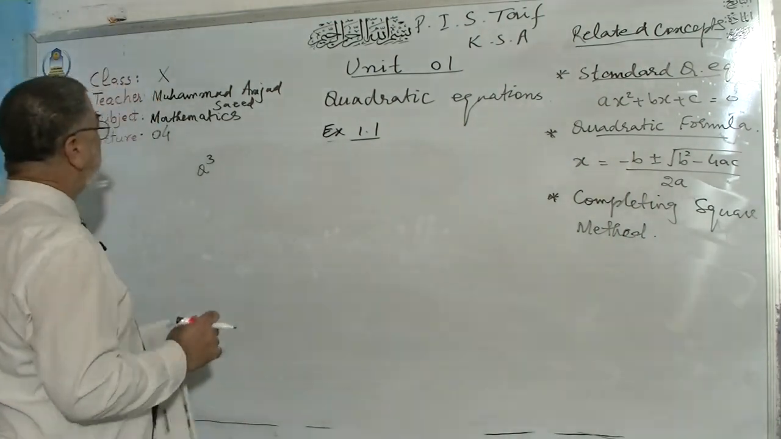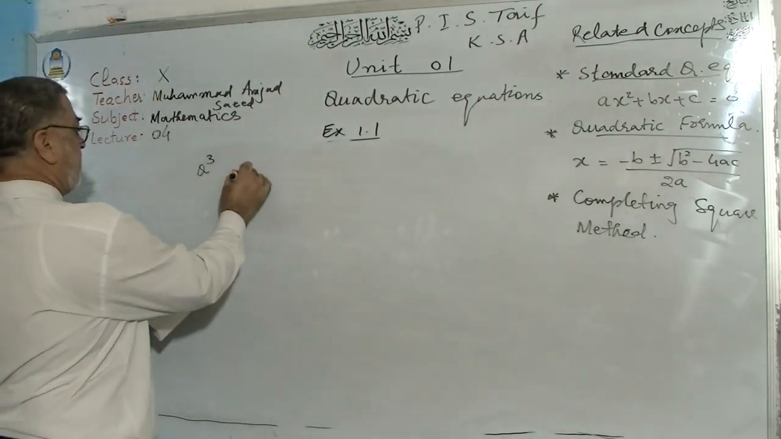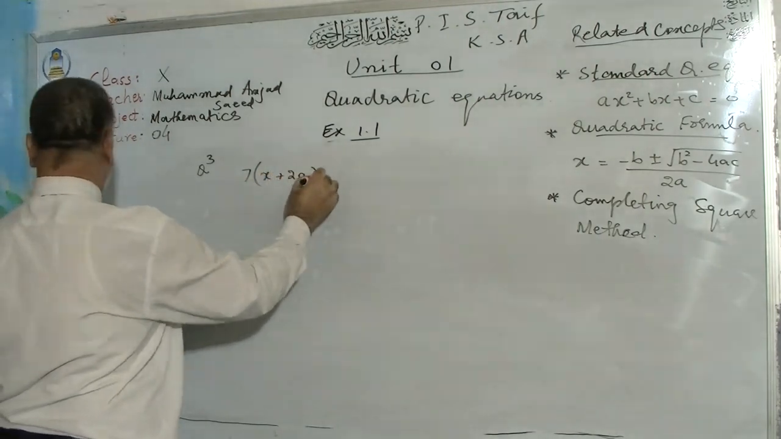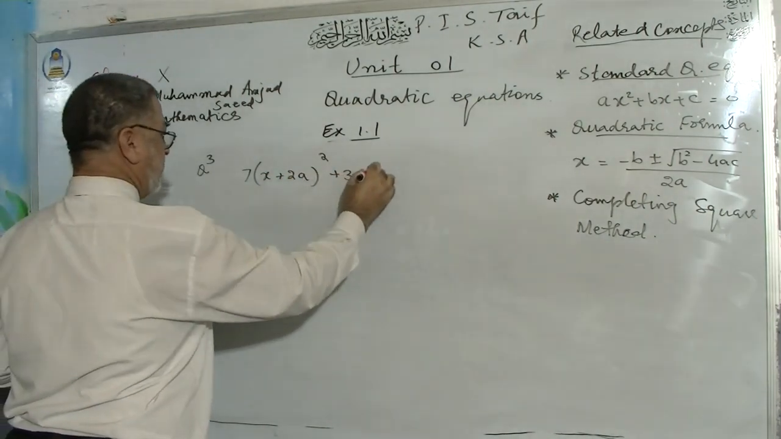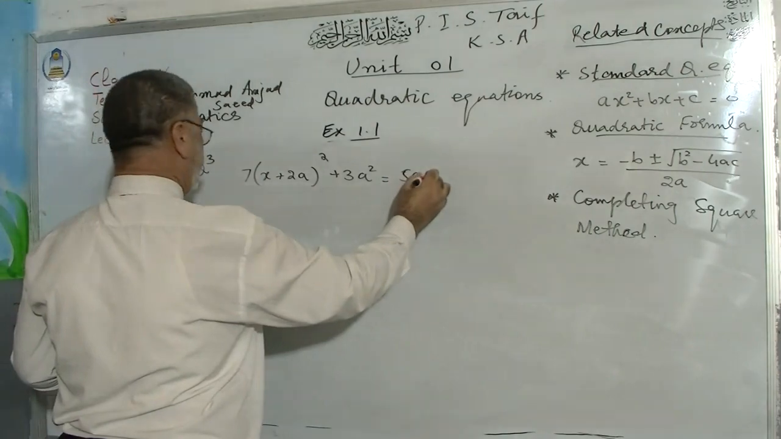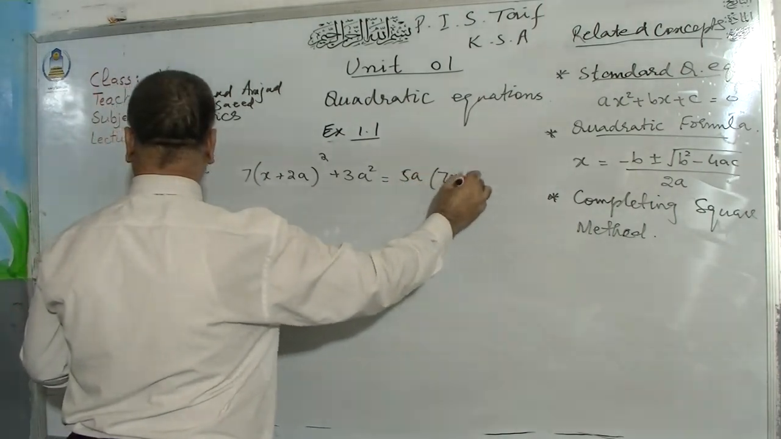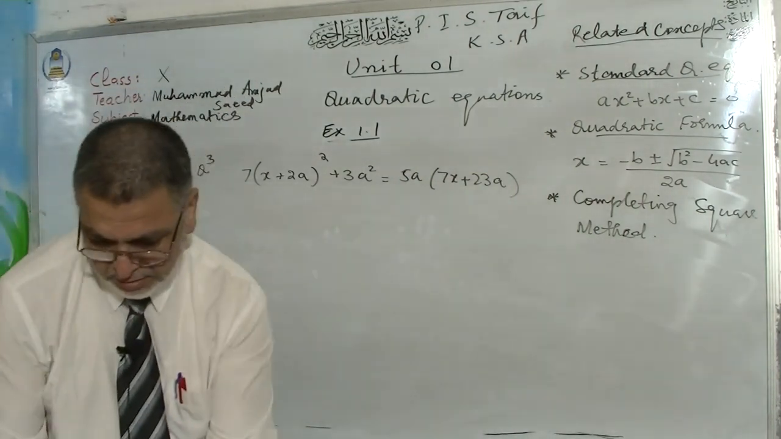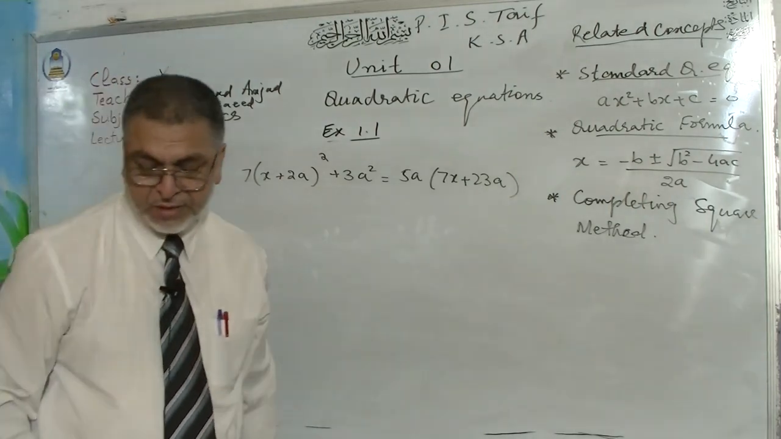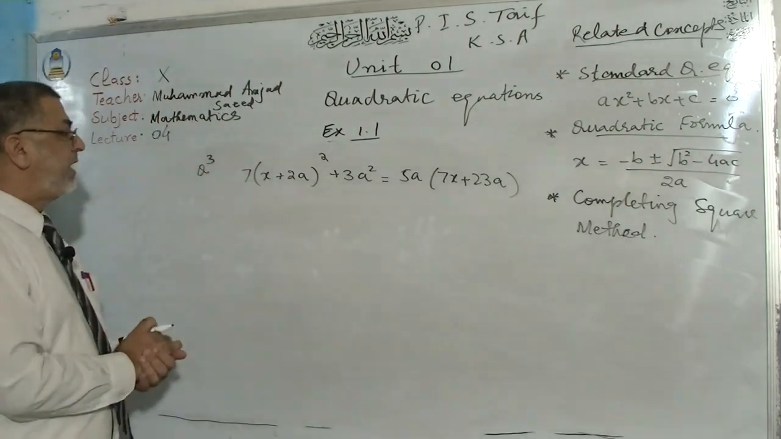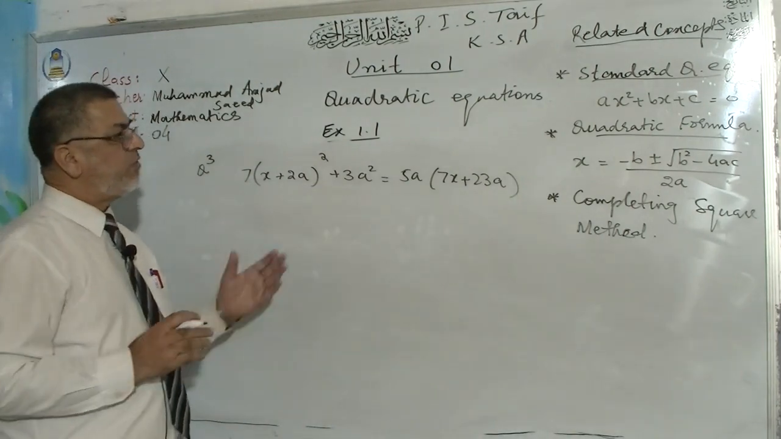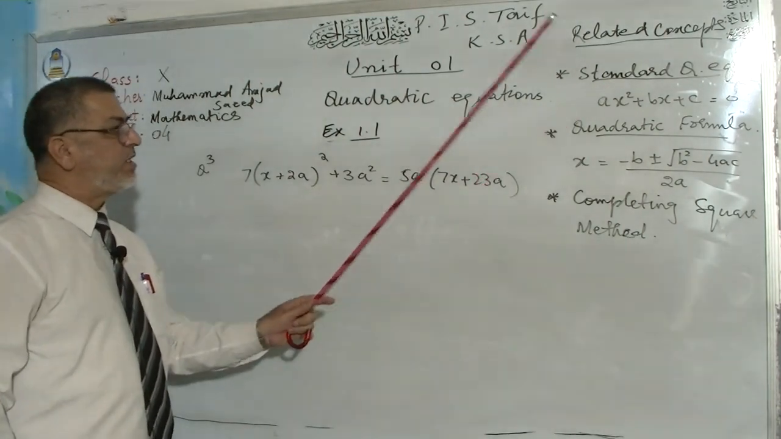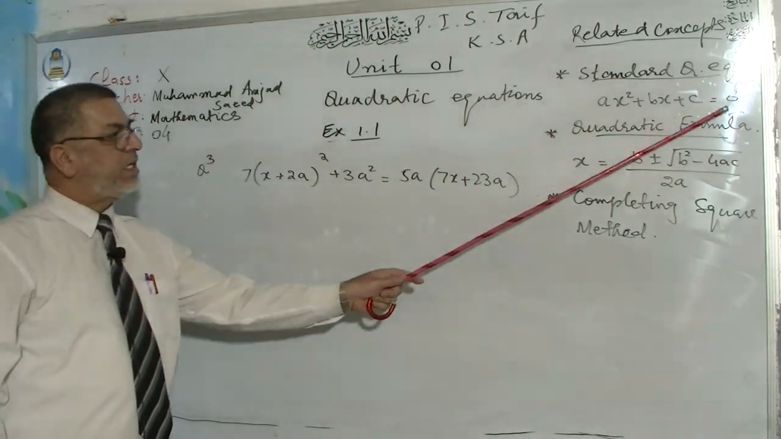Definitely you will see this question is required to solve 7 into (x plus 2a) whole square plus 3a square is equal to 5a into (7x plus 23a). So first of all, we have to convert this equation into the standard quadratic equation, that is ax square plus bx plus c is equal to 0.